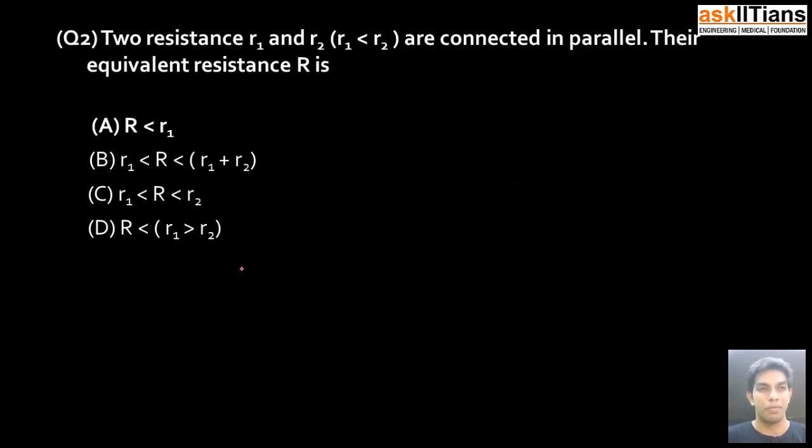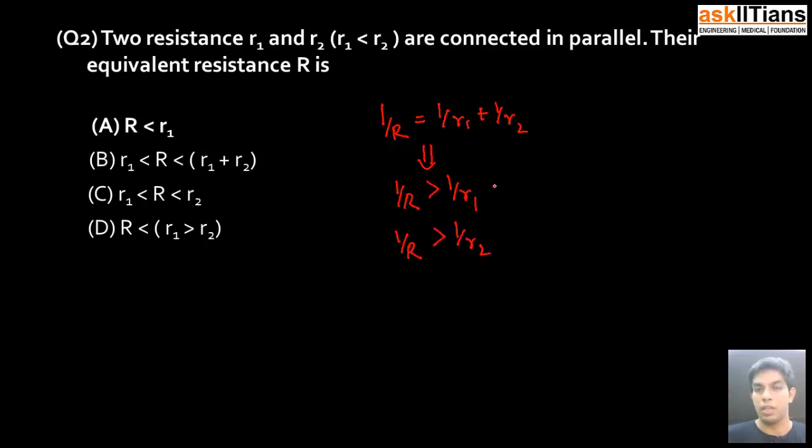Second question states, two resistors R1, R2, given R2 is greater than R1, are connected in parallel. Their equivalent resistance R is, we know that 1 by R, capital R, is equal to 1 by R1 plus 1 by R2. Using this equality, I can write 1 by capital R is greater than 1 by R1. 1 by capital R is also greater than 1 by R2. Using these two inequalities, I can also write that capital R is less than R1 and capital R is also less than R2.